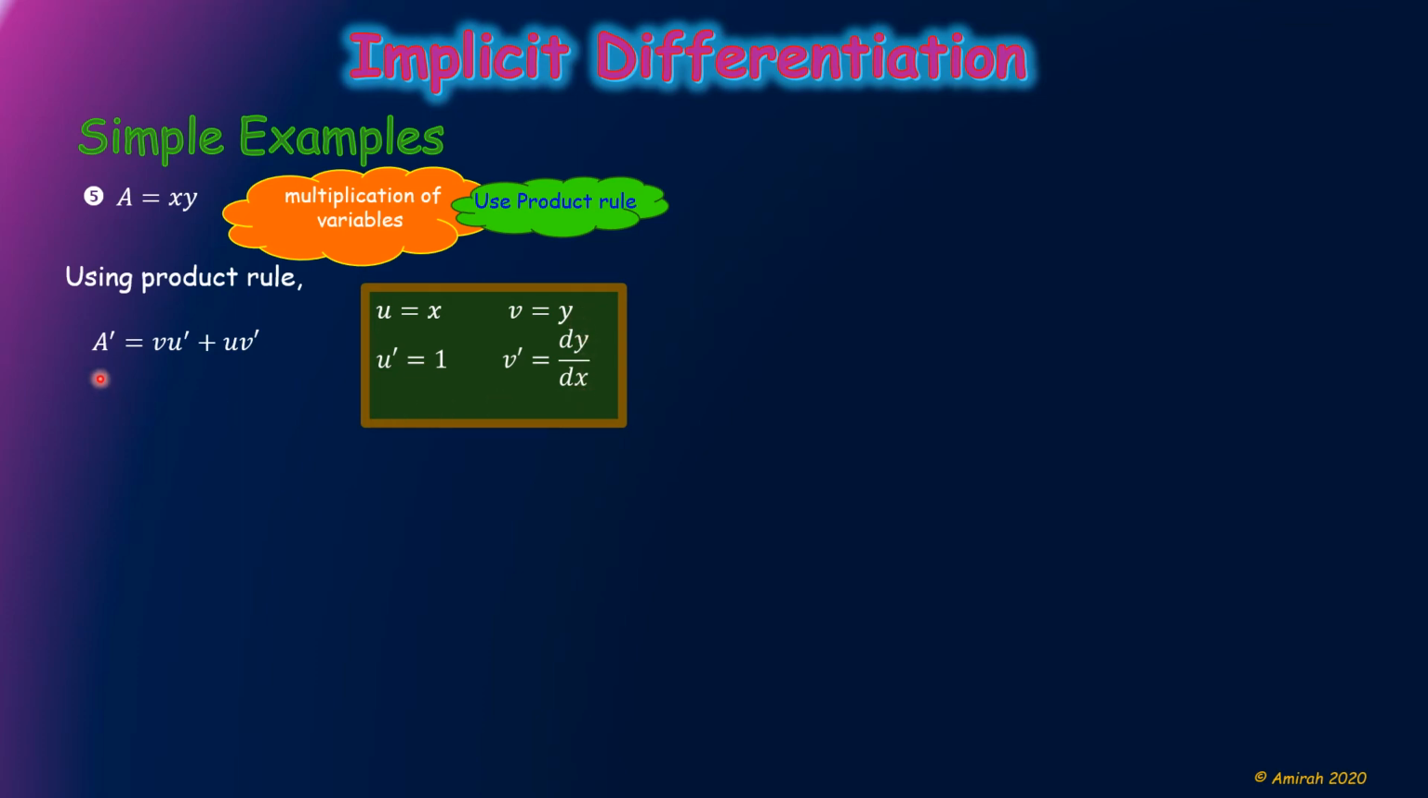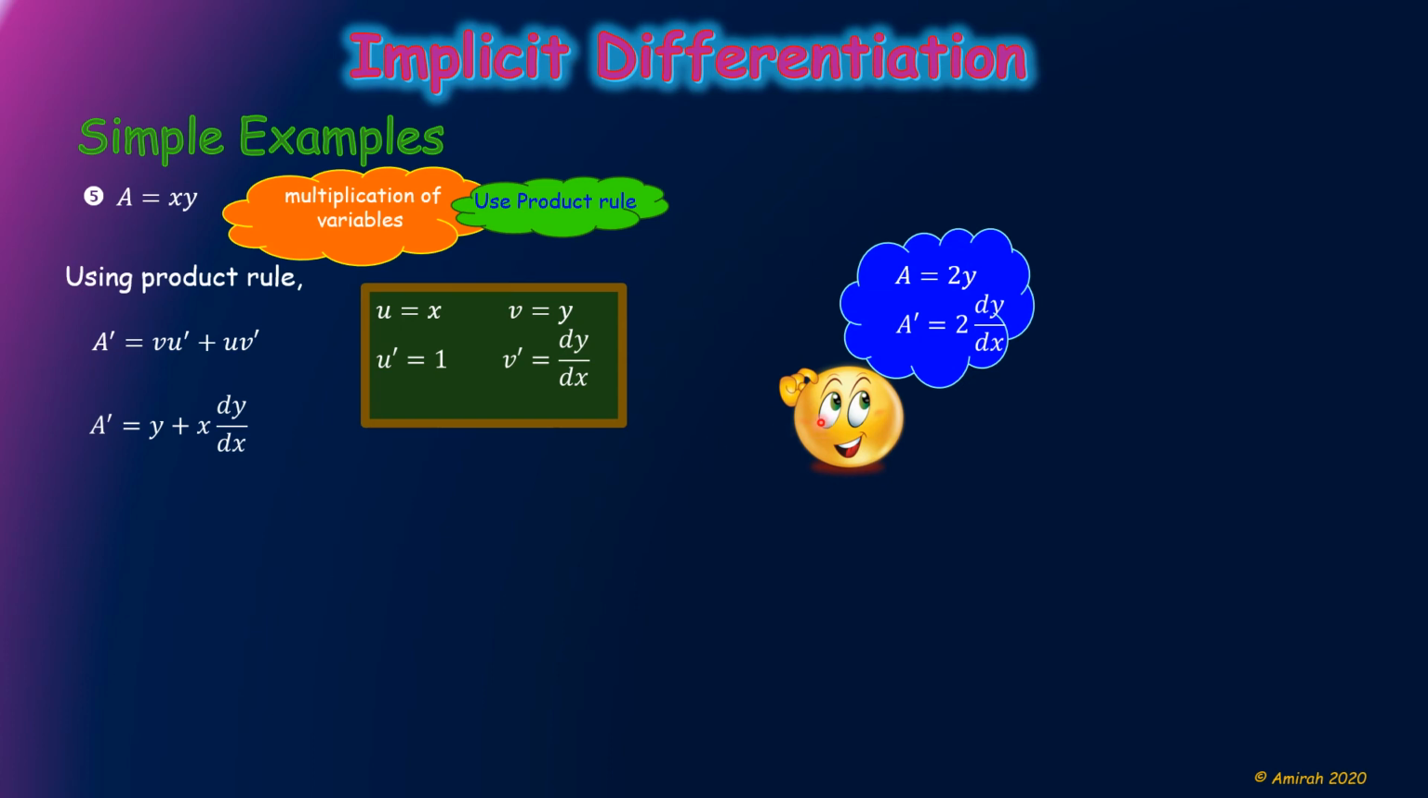Then we substitute into the product rule formula. After we substitute, we have a prime equals, we multiply v and u prime, so we have y times 1, which is y, plus we multiply u and v prime, so we have x dy over dx. This is the answer when we differentiate x times y. But when we differentiate 2 times y, we only have 2 dy over dx. This is from simple example number 2 in the previous slide.